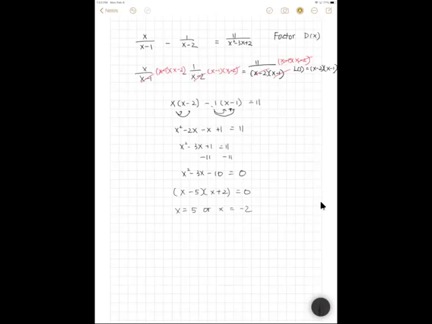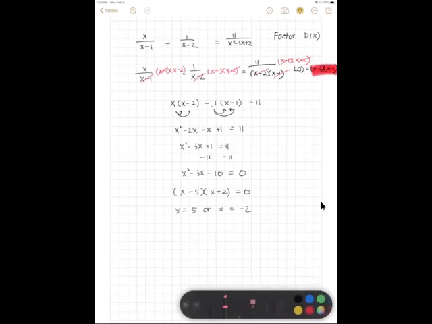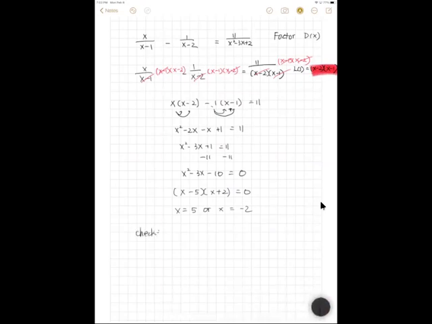Again, this is not done. You want to check your solution. Make sure that when you plug in the solution, the least common denominator is not equal to 0. So you want to check (5 minus 2) times (5 minus 1). Okay, not equal to 0. I have negative 2 minus 2. Okay, negative 2 minus 2 is not equal to 0. It's equal to negative 4. So this is not equal to 0. That means these 2 are our solutions.